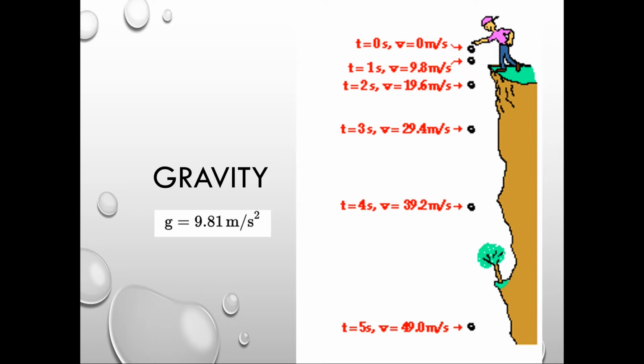Gravity is a constant acceleration in the universe, and it's measured at approximately 9.81 meters per second squared. So in the example on the right here, we see that if you drop a ball from this cliff, when time is 0 seconds, the velocity will also be 0, so that would be like the moment right before the ball is dropped. Then after 1 second, the velocity has increased to 9.8 meters per second. And then every second after that, the velocity will get 9.81 meters per second faster.